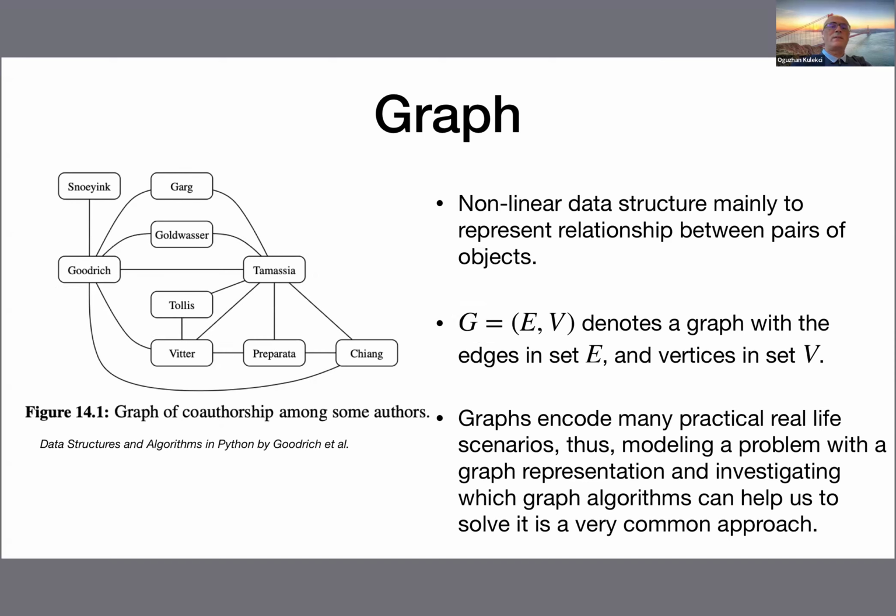So what is an edge? An edge is the connection between two vertices. This is a vertex of the graph, this is a vertex of the graph, and the connection between these two vertices is the edge. So this is an edge, this is a vertex, and this is a vertex.